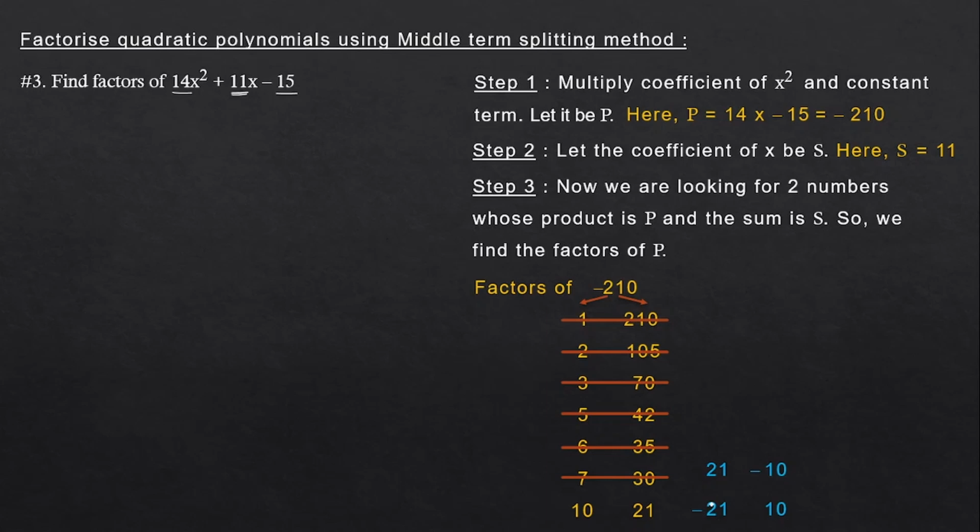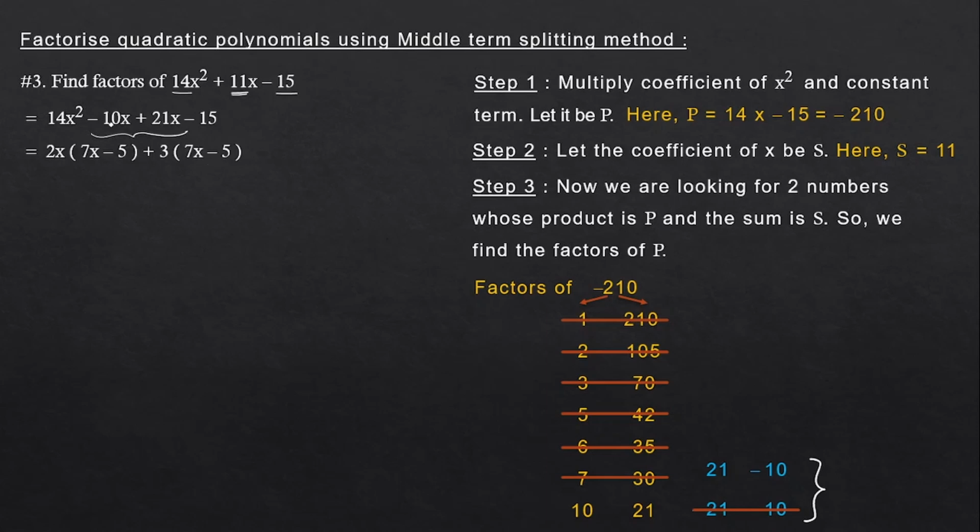Now, which out of these two I will take as my required factors will depend on the sign of the middle term. Since I want a positive 11, I will take the value which is greater as positive. So my required factors would be 21 and minus 10. Let us factorize 14x square minus 10x plus 21x minus 15. Here the order in which I write the pair of factors does not change my final result. So you can write it either as plus 21x minus 10x, or this way is also good enough.